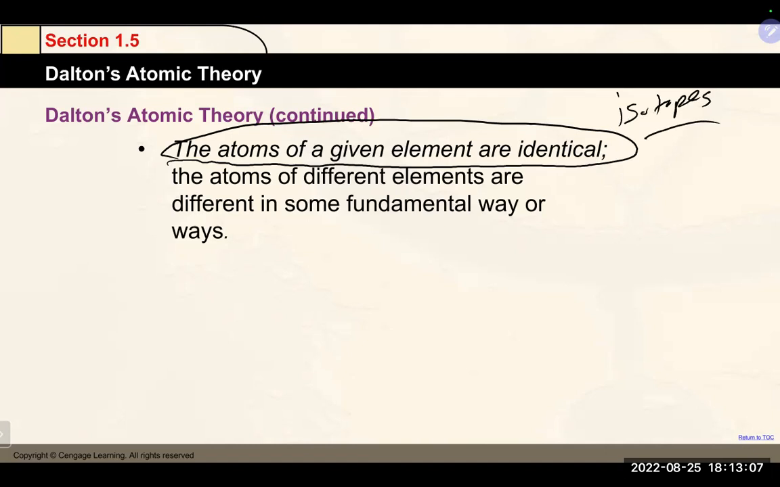Isotopes are the same element, but they have different numbers of neutrons. That means they also have different masses because of that. So clearly they're not identical to each other.